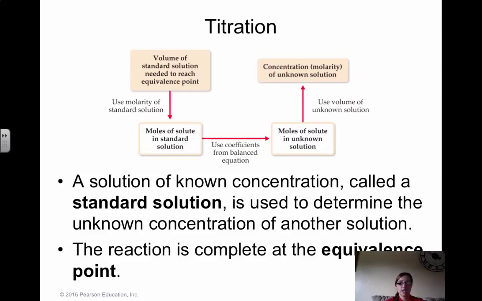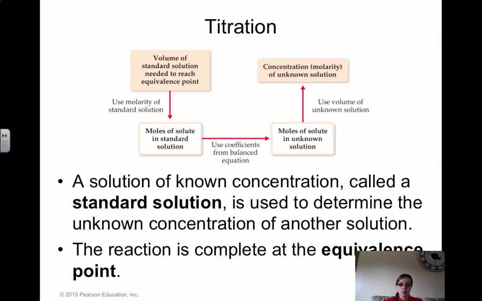So with a titration, again, you have this kind of map up here. The volume needed to reach the equivalence point, you can use the molarity to find moles, use your balanced equation to find moles of the unknown, and then you can find the concentration of the unknown. So the solution of known concentration is called a standard. You guys will actually standardize a sodium hydroxide solution later in the year, but a standard just means you know the exact concentration. So maybe it's 1.015 molar. That is what is being used to determine the unknown concentration of something else.